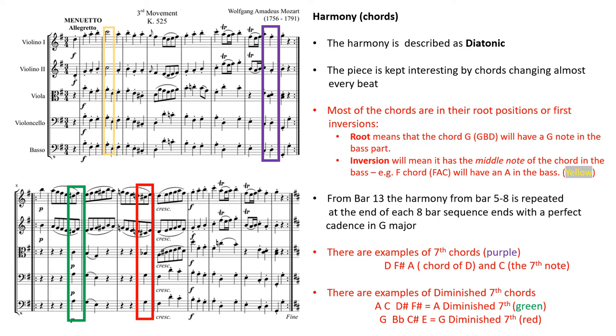Most of the chords are in their root positions or first inversions in the minuet. A chord in its root position, for example chord G, which is made up of the notes G, B, D, will have a G note in the bass part, the tonic note. A first inversion chord will mean that the middle note of the chord is in the bass. For example, as we can see in the yellow box, the F chord, which is made up of F, A and C, has an A in the bass, which is the second note of the chord. This makes it a first inversion. Have a look at the yellow box.